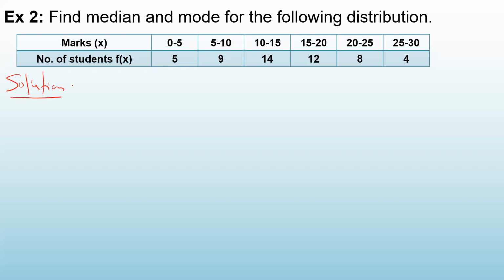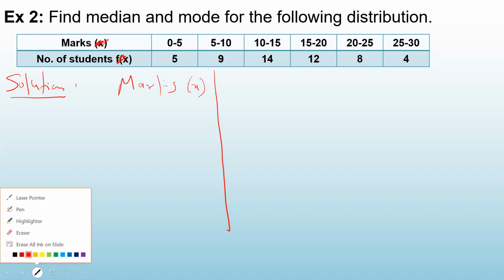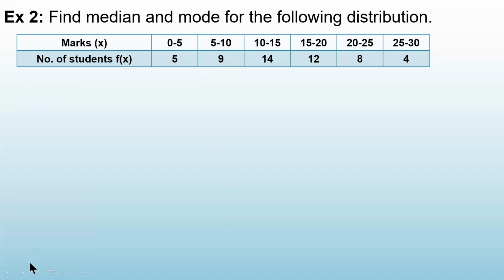I will first write down this table in the vertical way, as I find that way of writing the table convenient. You can even have horizontal way, the way as you like. So the first column is the marks. Let me not write X on this because here we are not given the actual value of the marks. We are given the class interval, correct? So we have to delete this.